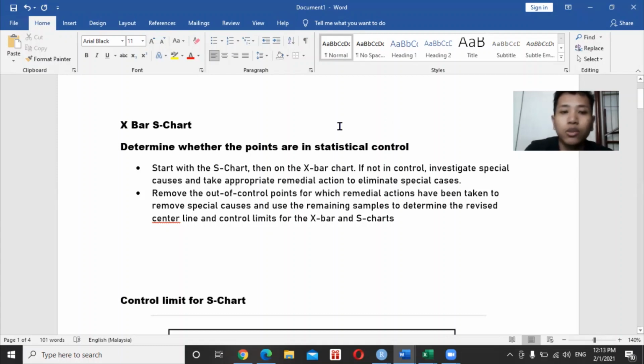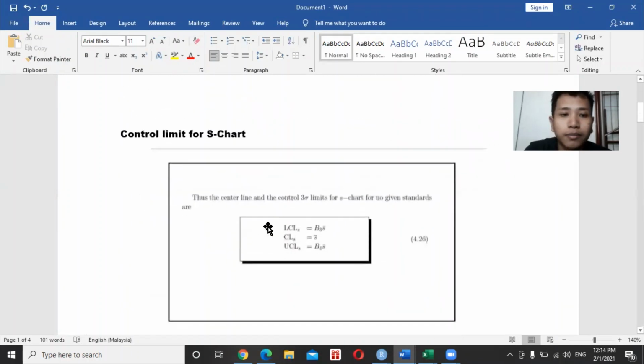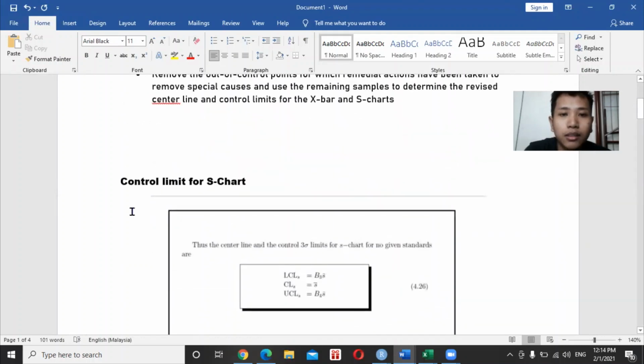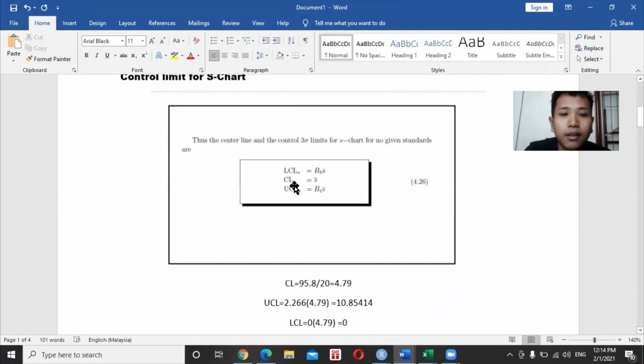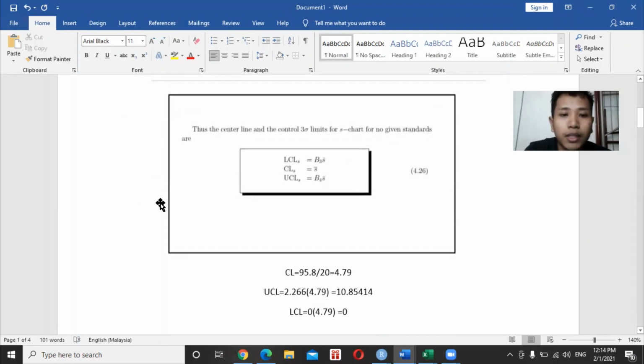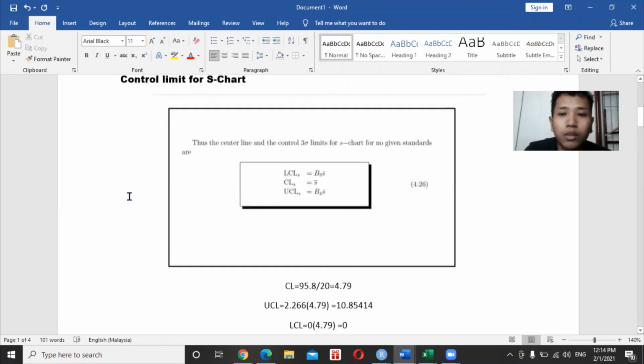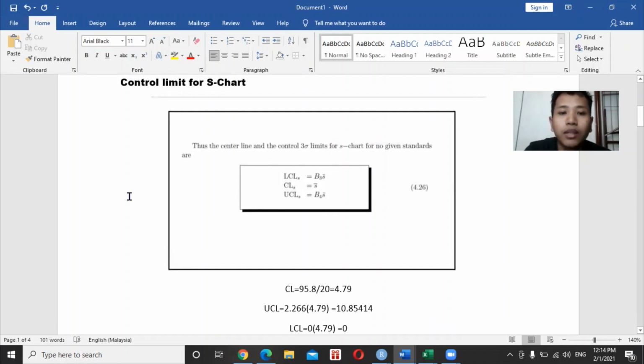Okay, what you have to do is remove the out of control points for which the remedial actions have been taken to remove the special causes, and use the remaining samples to find the center line, the upper control limit and the lower control limit again. So this is the control limit for the S chart. Lower control limit equals B3 times S bar, center line equals S bar, upper control limit equals B4 times S bar.